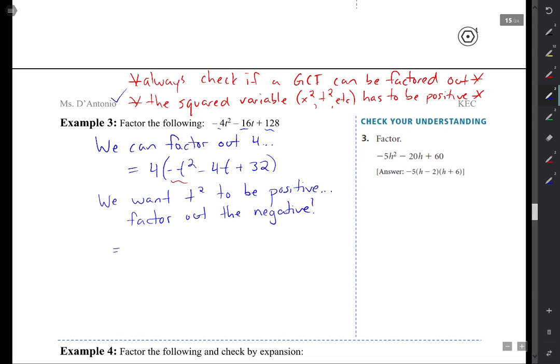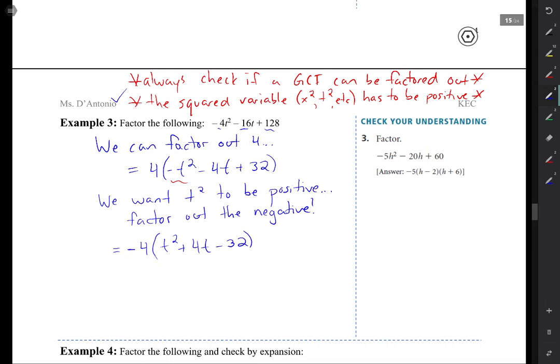So this is going to equal, we're going to factor out the negative, so now we're going to have negative 4 factored out. And inside the bracket, all of the signs are going to flip. They're going to change. So we're going to have positive t squared, then plus 4t minus 32. And now we are ready to crisscross factor.